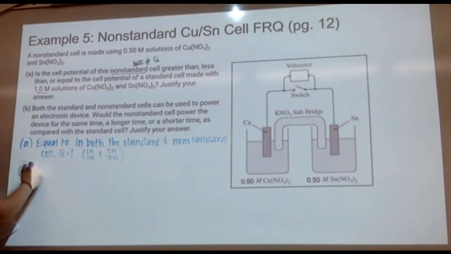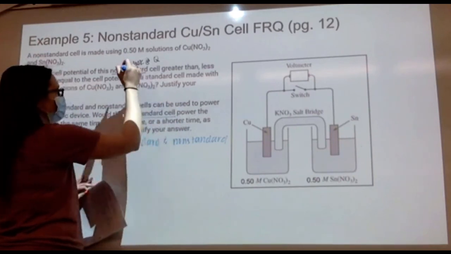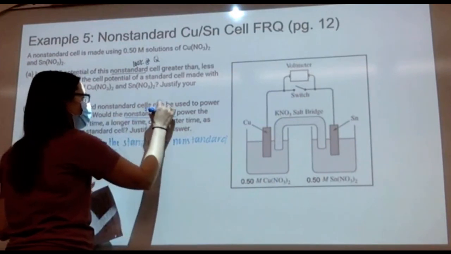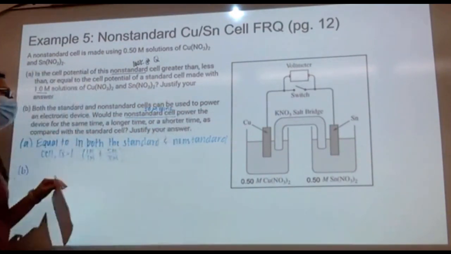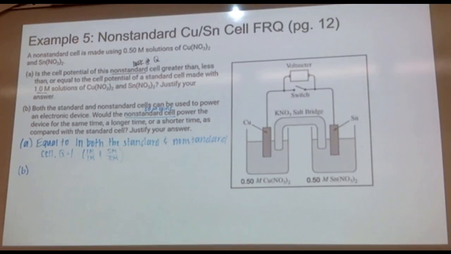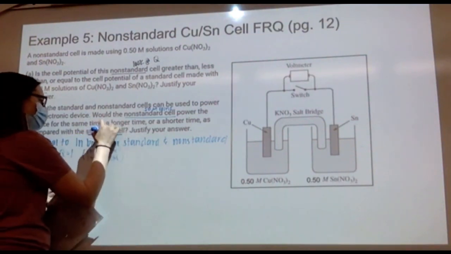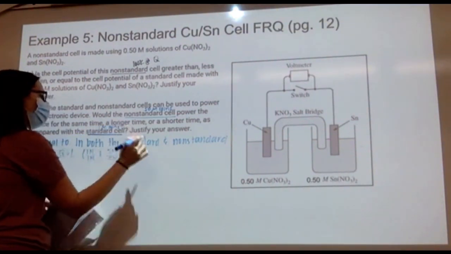And then for part B, both the standard and non-standard cells can be used to power an electronic device. Would the non-standard cell, so this is the one that is made from 0.5 molar solutions, would it power the device for the same time, a longer time, or a shorter time as compared with the standard cell? The standard cell is made with 1 molar solutions.